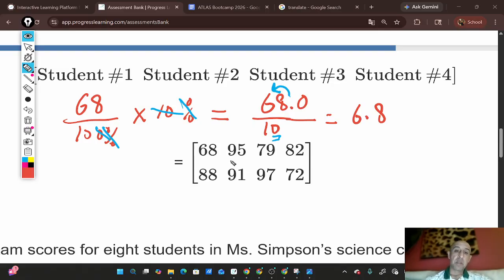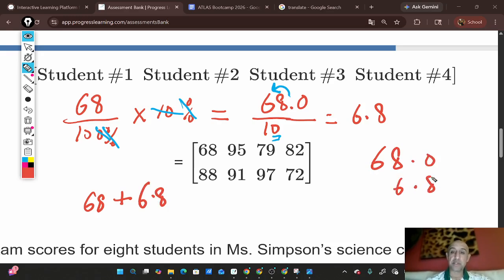But the final grade is something like this. Let's talk about the 68. This is what the student got, and then we will add the 10%, which is 6.8, to that. So now we have 68.0, and then we have 6.8. We add it. 0 plus 8, 8. Now 8 plus 6, which is 14. Then 1 plus 6, which is 7. So the answer will be 74.8.